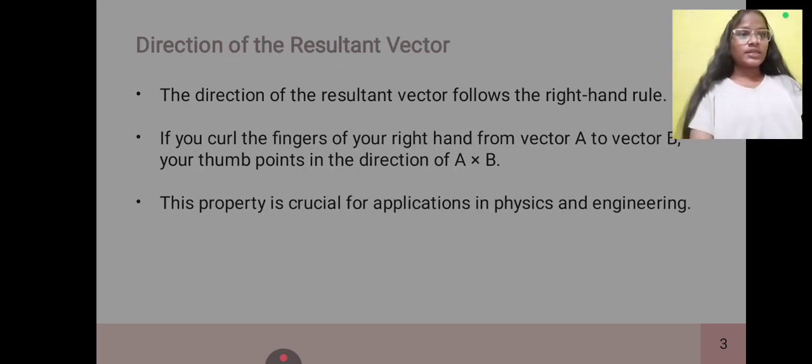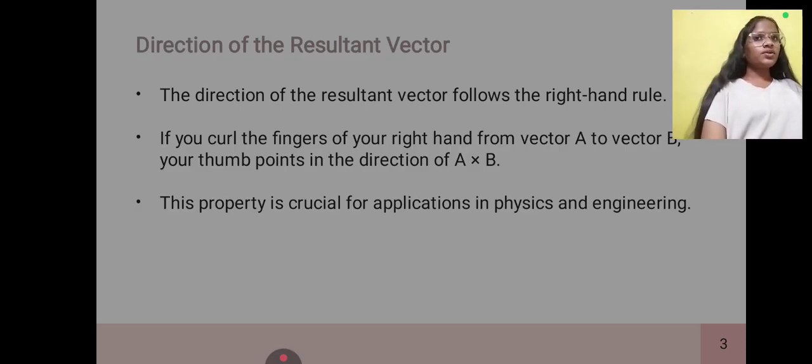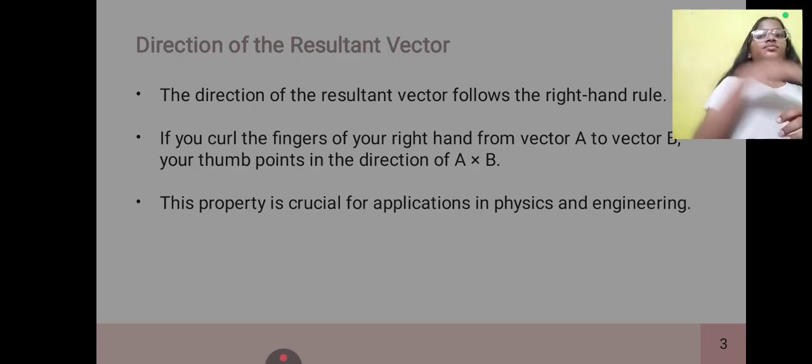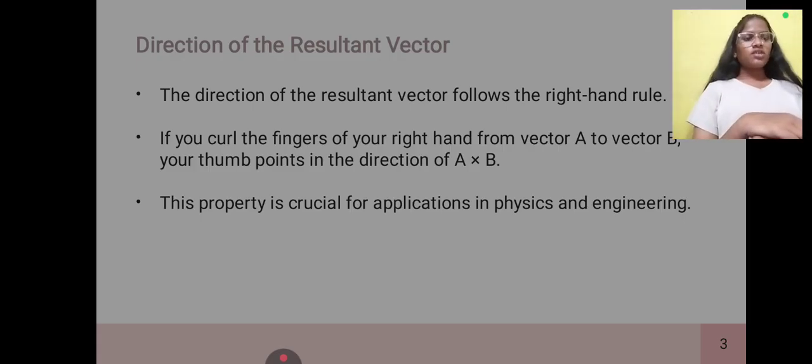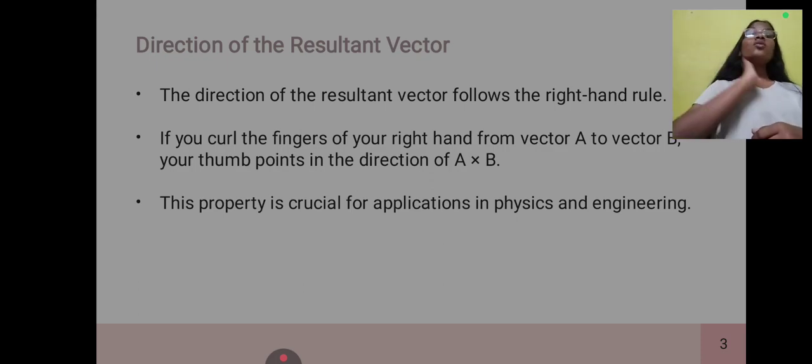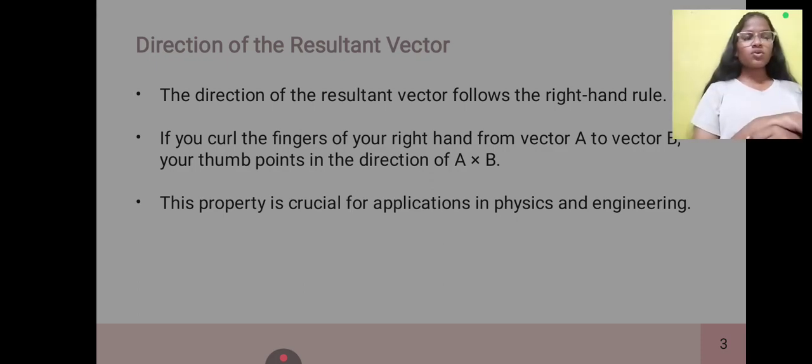Direction of resultant vectors. The direction of the resultant vector follows the right hand rule. If you curl the fingers of your right hand from vector A to vector B, your thumb points in the direction of A cross B, that is this side, and the vector would be like this. This property is crucial for applications in physics and engineering, including maths, and in most of the calculations which include vectors, this plays a crucial role.